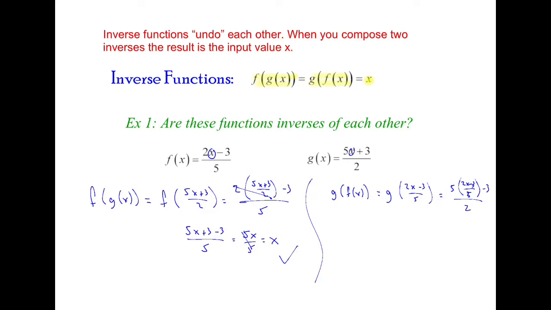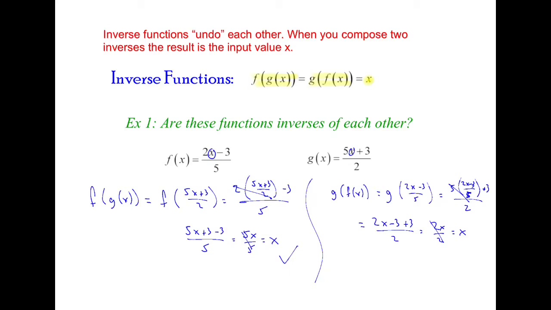over 2. So 5 times 2x minus 3 over 5, that's supposed to be a plus 3 divided by 2. So the 5's cancel. That leaves us with 2x minus 3 plus 3 divided by 2. The 3's cancel, so 2x divided by 2. The 2's cancel, so it is equal to x.